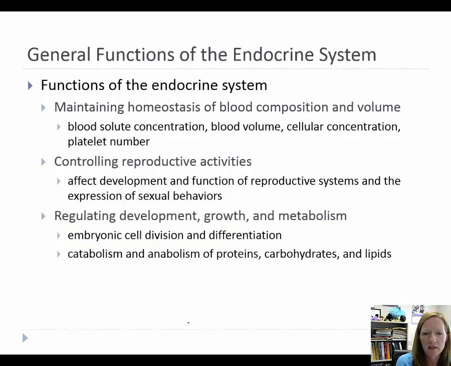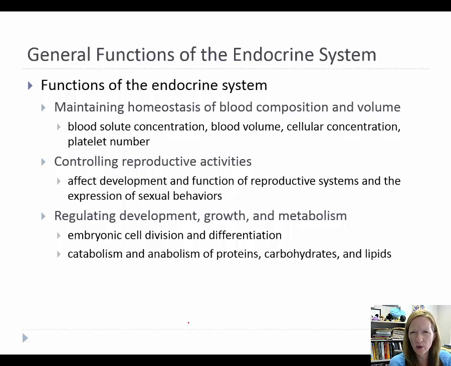Hormones also help regulate development, growth, metabolism. If you think about growth, I mean, growth hormone is going to go in and help regulate growth of different structures. There's going to be hormones that help make sure that the embryo is going to divide and differentiate correctly. Thyroid hormones are going to help regulate cellular metabolism. So that's going to be a few things.